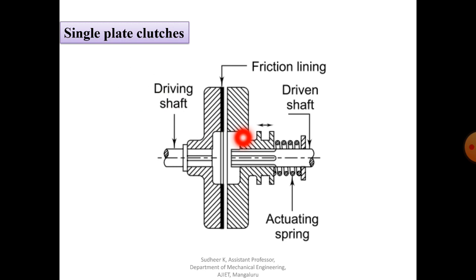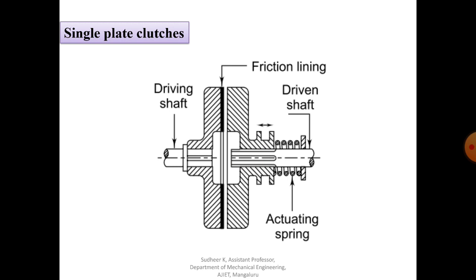In order to disengage the clutch, we have to insert one fork on the collar of the driven flange. It will shift to the right side. The main function of this fork is to release the pressure between the driving and driven flange. If this pressure is released, no torque can be transmitted from the driving shaft to the driven shaft.